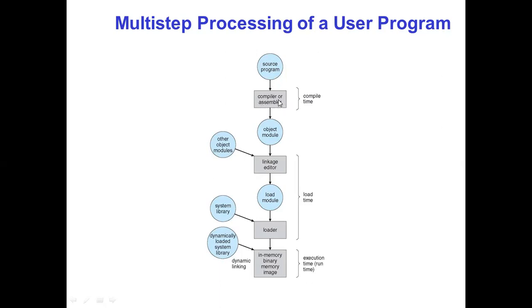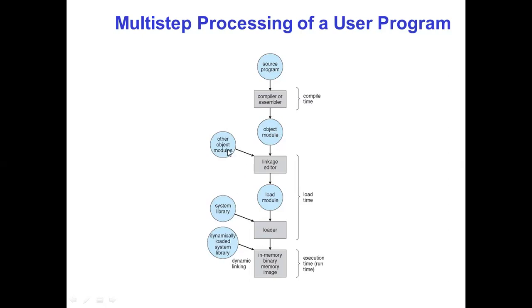Here we will use assembly language, but in the case of the compiler we will use a high level language, and it will convert high level language to machine language, and in the case of the assembler it will convert assembly language to machine language. So here we will calculate the compile time, and after that we will get the object module. Either we can use the compiler or the assembler, then we get the object module.